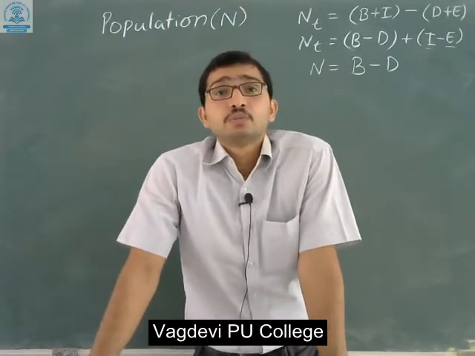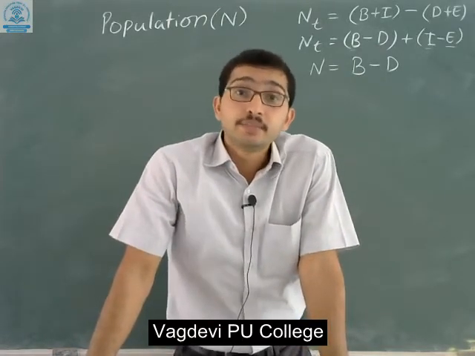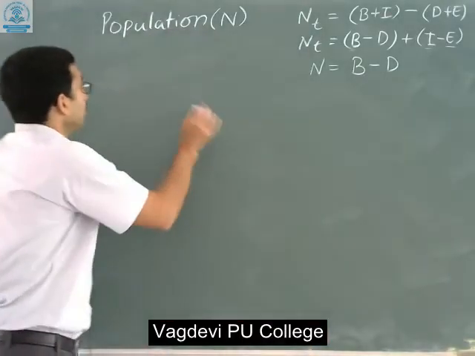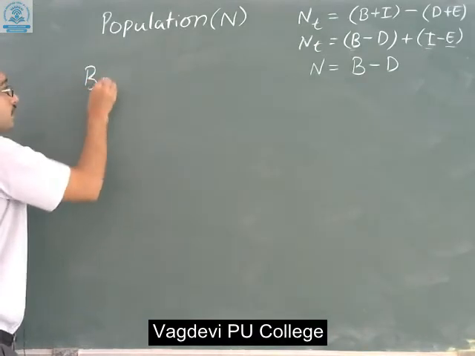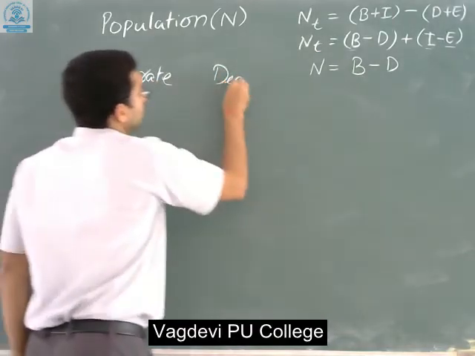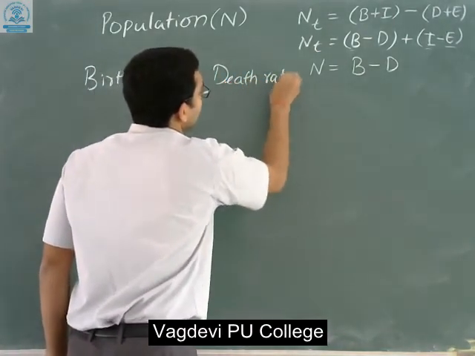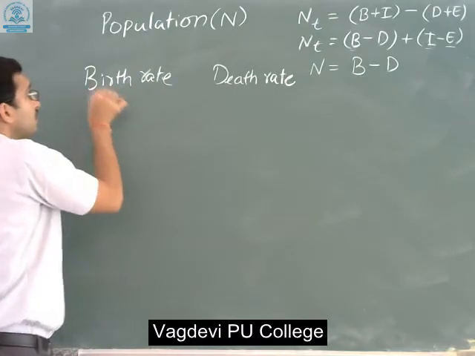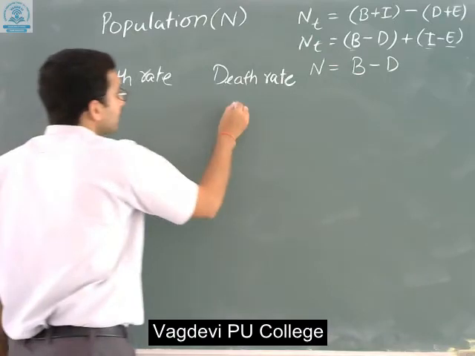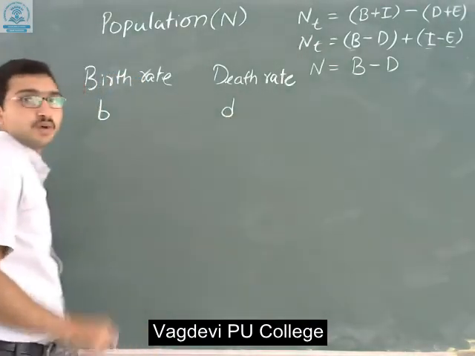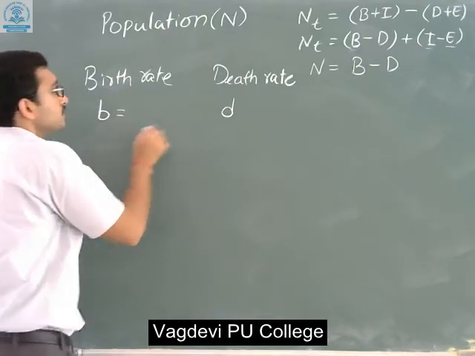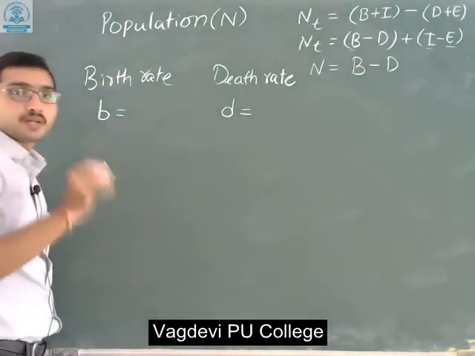Now the population density is dependent upon the birth rate and death rate. Ultimately it is dependent on birth rate and death rate. The birth rate is denoted by small b, and the death rate is denoted by small d. Now it is dependent upon the number of individuals in that particular habitat.